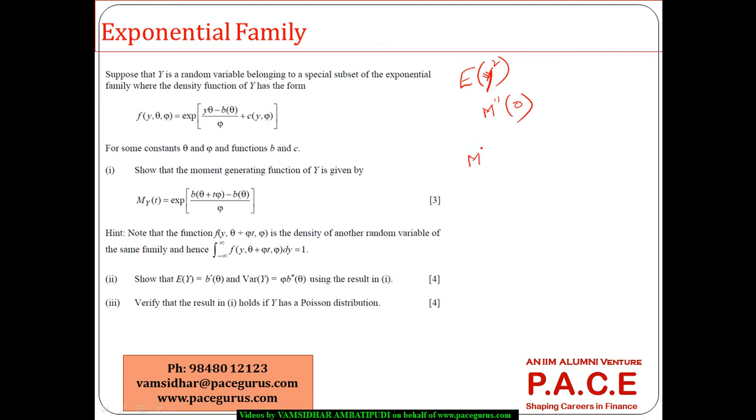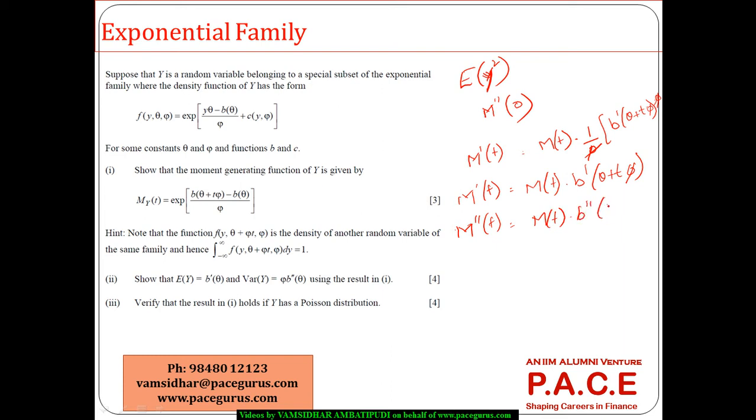So what was the m dash of t first of all? M dash of t, we have got it as m of t times 1 by phi times b dash of theta plus t phi times phi. So actually m dash of t comes out as m of t times b dash of theta plus t phi. I'll take one more derivative. M double dash of t becomes m of t times b double dash of theta plus t phi times phi, plus b dash of theta plus t phi times m dash of t.